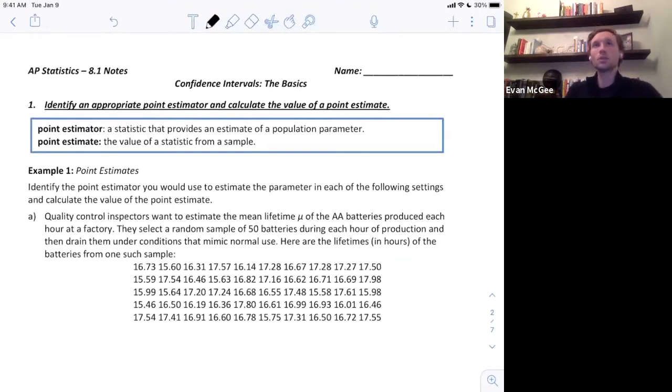So our first example: a quality control inspector wants to estimate the mean lifetime mu of AA batteries produced each hour at a factory. They select a random sample of 50 batteries during each hour of production and then drain them under conditions to mimic normal use. Here are the lifetimes in hours of the batteries from one such sample. So we have 50 batteries represented here in our simple random sample.